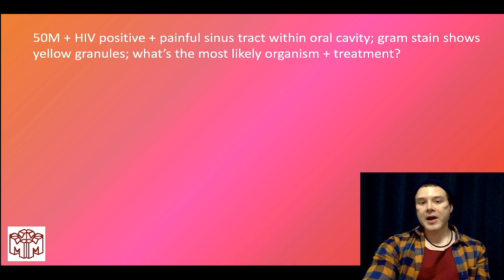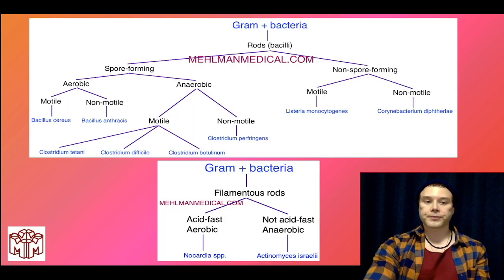50-year-old dude, HIV positive, painful sinus tract within oral cavity, gram stain shows yellow granules. Okay, so what's the most likely organism of treatment? It would be a gram-positive filamentous rod, and this is going to be Actinomyces. So that's our classic sinus tracts. And we said SNAP, okay? So sulfonamides for nocardia, actinomyces, use penicillin. So penicillin in this case.